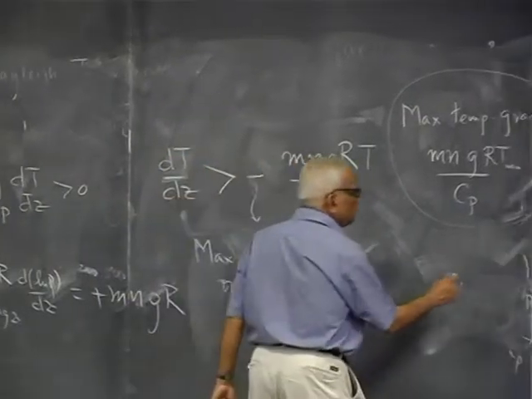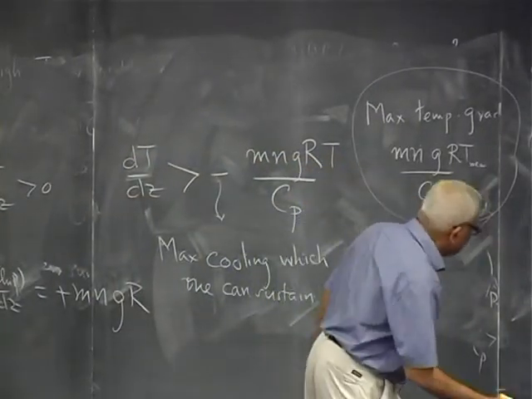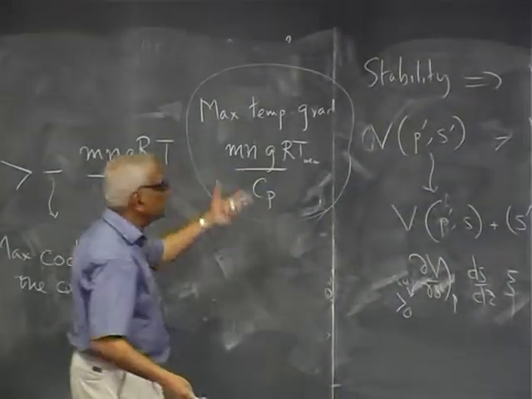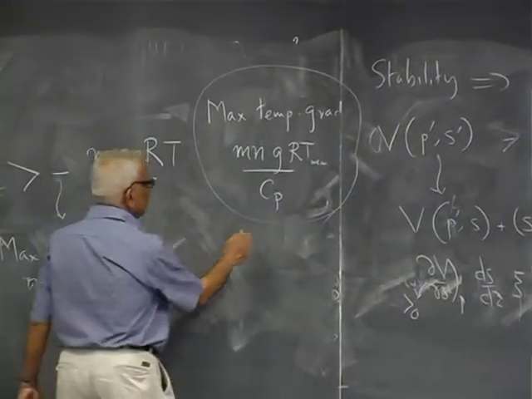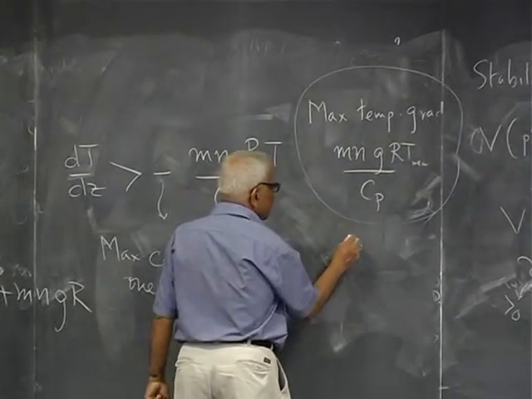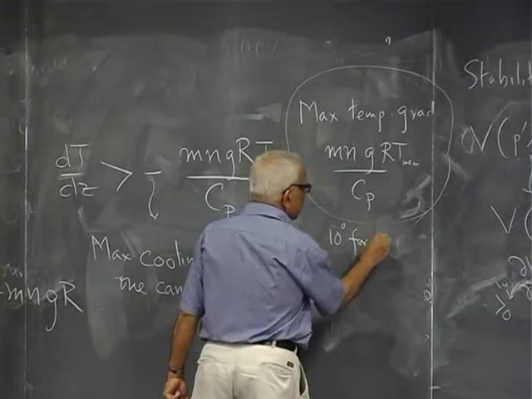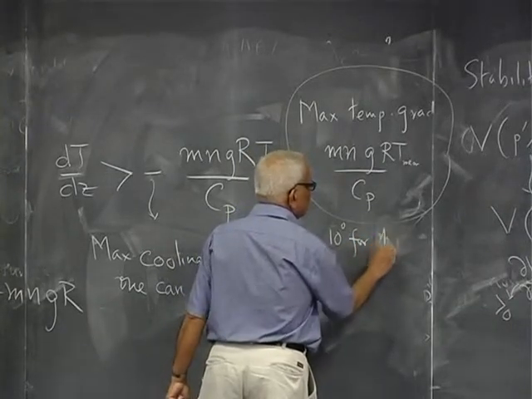And if you put in the corresponding numbers for air and so on and so forth, then you would find that this is roughly 10 degrees for 1 kilometer.